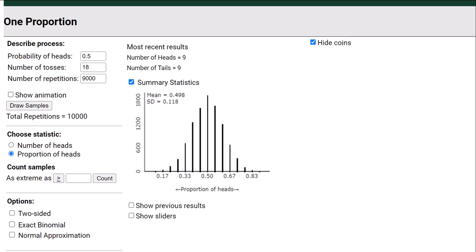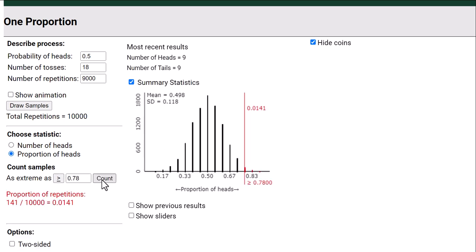Now notice that if we go back to the applet and I put in as extreme as our statistic, which was 0.78, because now I'm looking at the proportion of heads, that is 0.01. So that is our probability of a statistic as extreme as ours, what our survey said, 14 out of 18 students chose the name Tim. So as we repeat this over and over, there is about a 0.01 probability that this is going to happen. So not very likely, right?